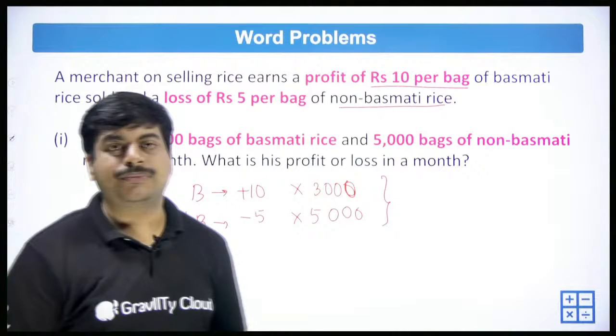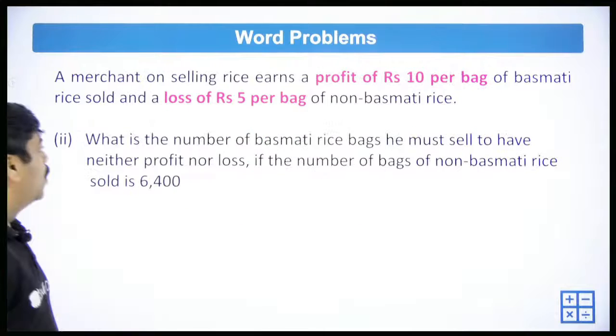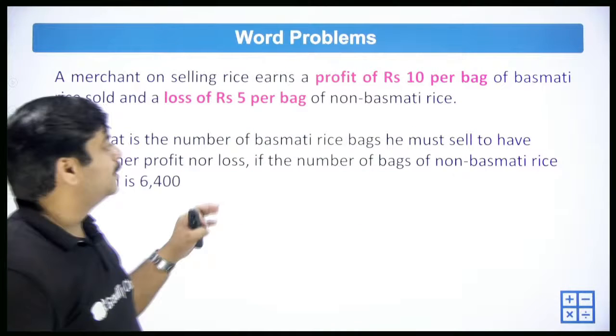Right. So one more question here. What is the number of basmati rice bags he must sell? So now we need to find the number of basmati bags he has to sell to have neither profit nor loss if the number of bags of non-basmati rice is 6,400.